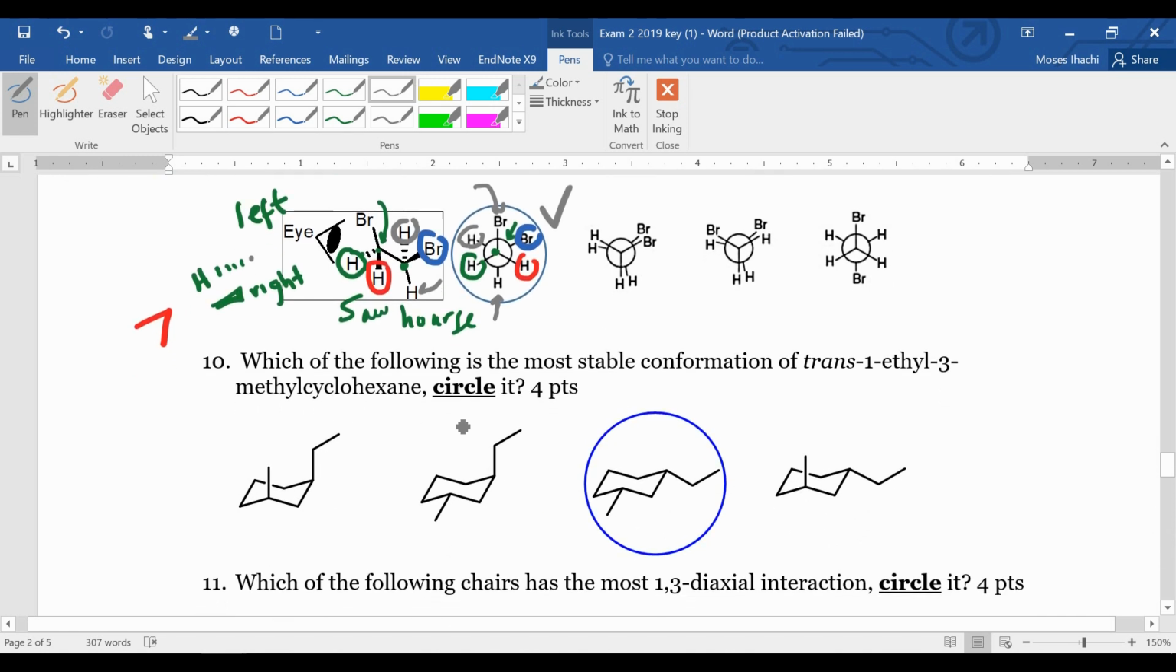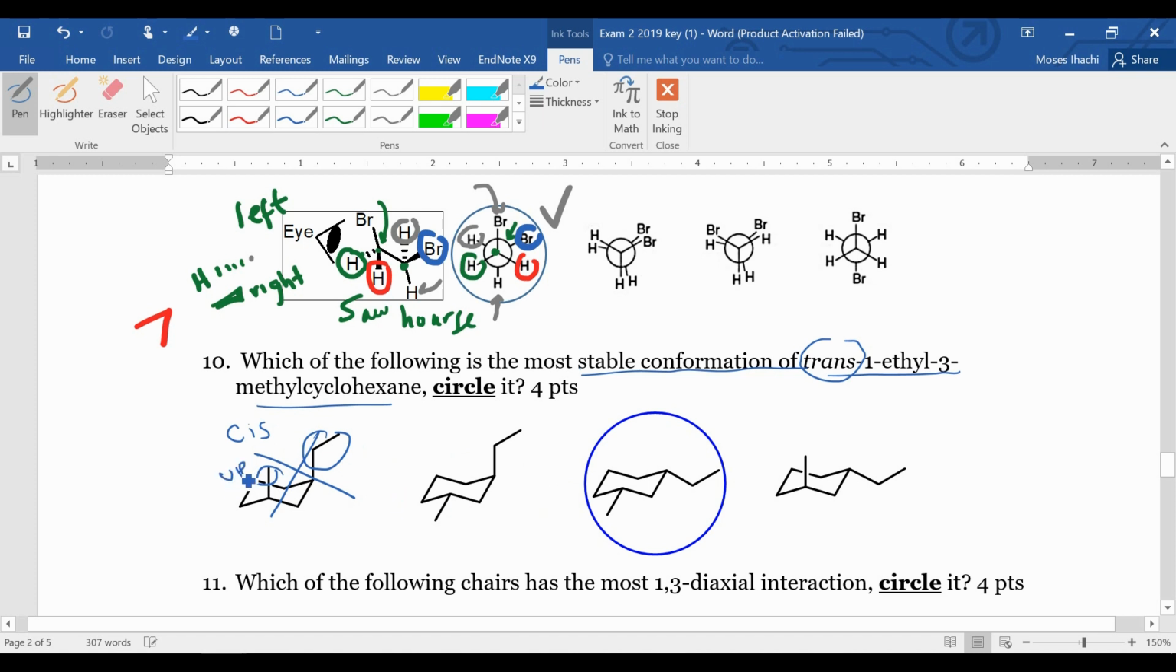Okay, now number 10. Which of the following is the most stable conformation of the chair? Most stable conformation of trans 1-ethyl 3-methyl cyclohexane. Trans means the methyl and the ethyl must be opposite. So this is out because the methyl and the ethyl are on the same side on top of the ring.